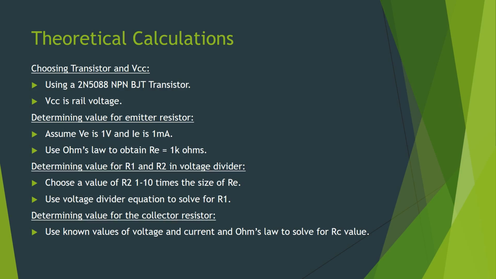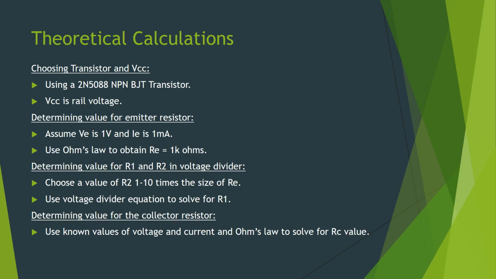And diving into the emitter resistor, we come to that calculation by saying, okay, we assume that the voltage at the emitter is 1 volt. And then we know the current that we want is 1 milliamp, so we can use Ohm's law and solve for the resistance. So VE divided by RE is equal to the current. Solving for the resistance, we find that the emitter resistor value that's appropriate is 1000 ohms.